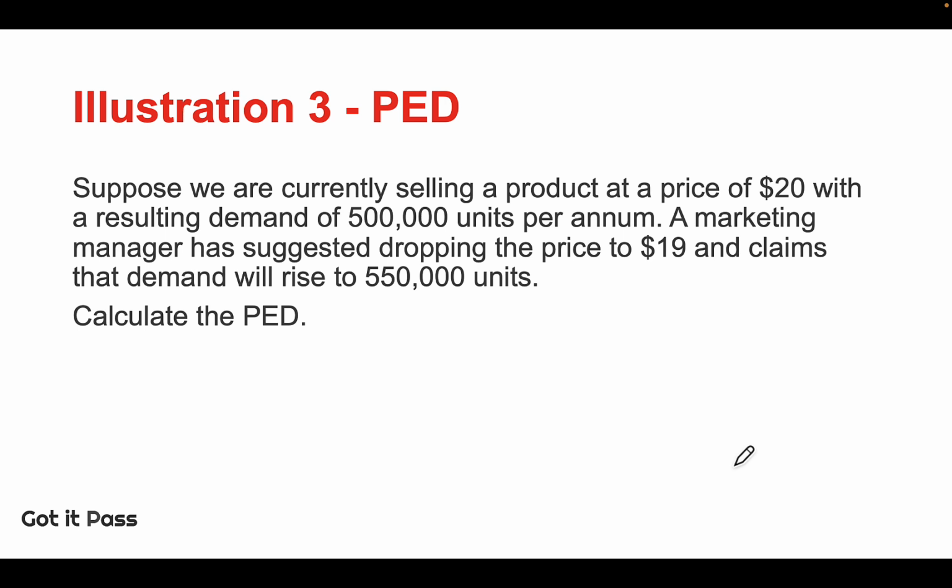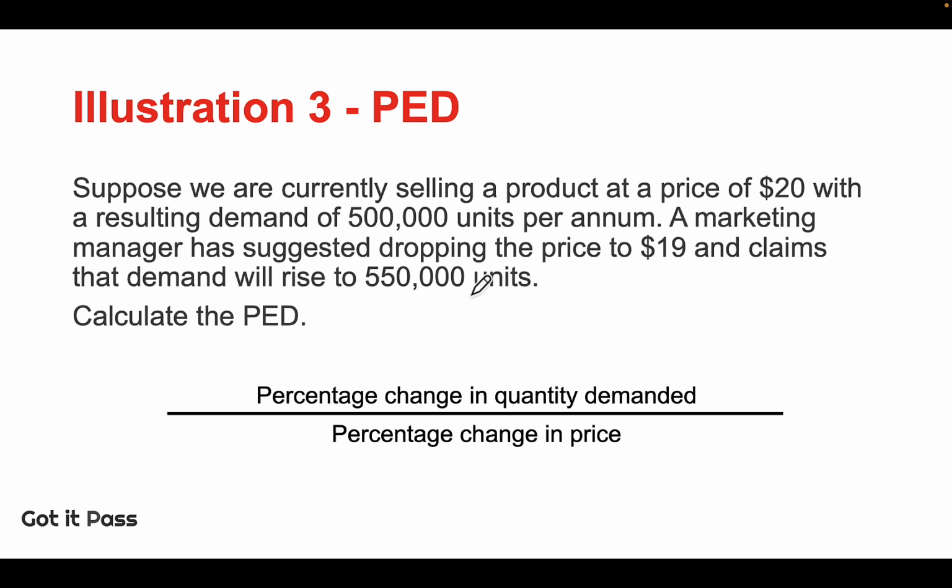Here is an example that we can use to explain how it works. Suppose we are currently selling a product at a price of $20 with a resulting demand of 500,000 units per annum. A marketing manager comes to knock on your door, and he has suggested dropping the price to $19 and claims the demand will rise to 550,000 units. So your task is to calculate PED, the price elasticity of demand.